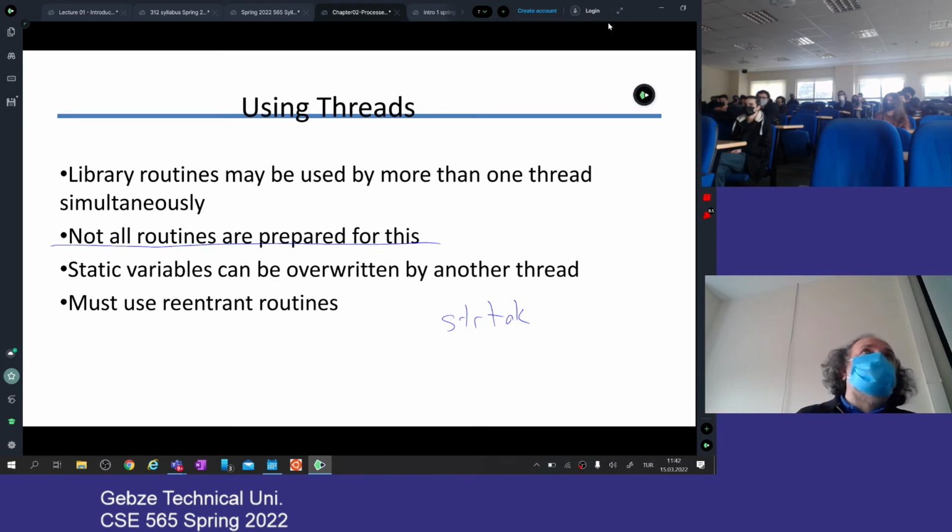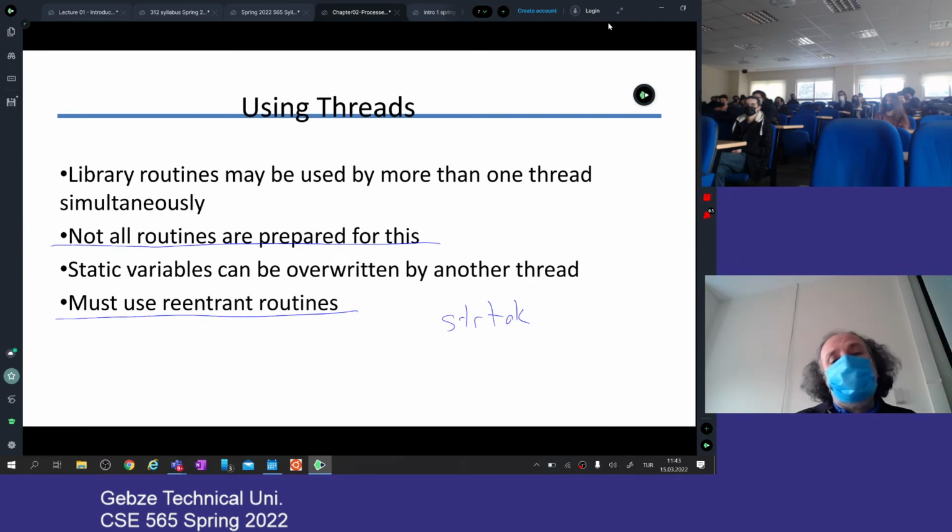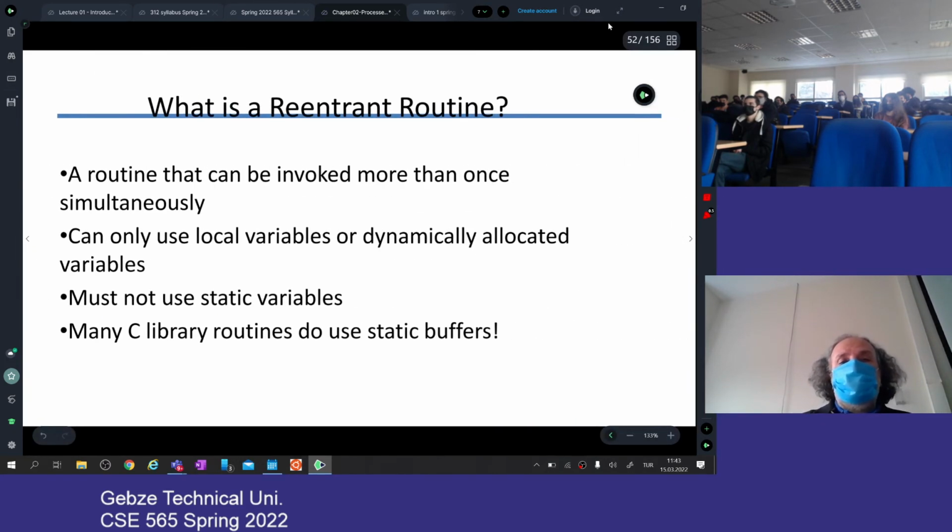So it is not just about you writing functions that don't use static variables or globals. It is the libraries that you are using. So you should be careful about what kind of functions you are calling. The functions that you are calling must be re-entrant. Re-entrant means that everything these functions use either comes from the parameters, which are local variables actually, or they are local variables. So they all have to be kept in the stack. Those are the re-entrant routines. A re-entrant routine means it can be invoked more than once simultaneously without any problems.